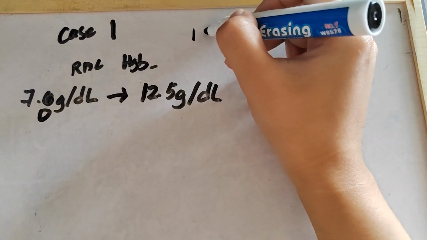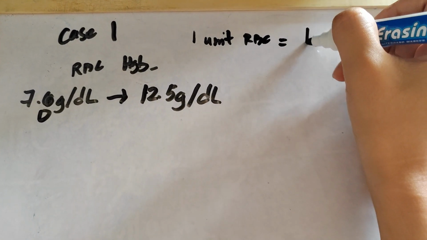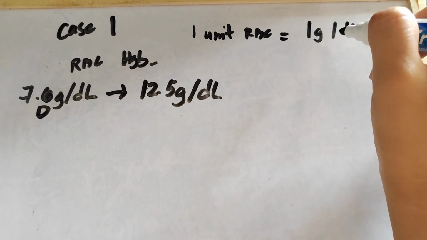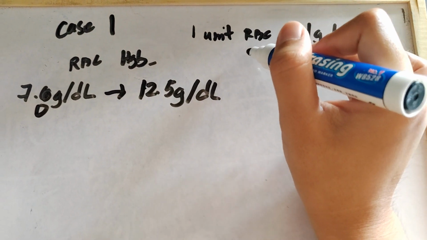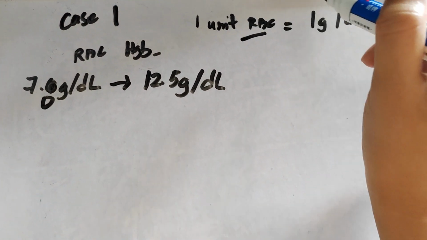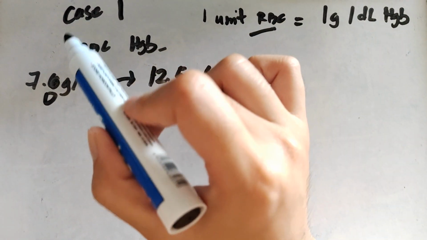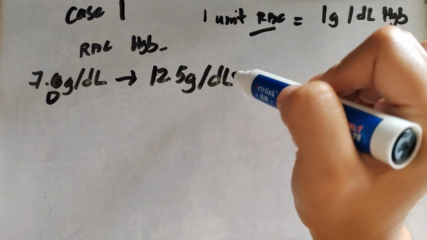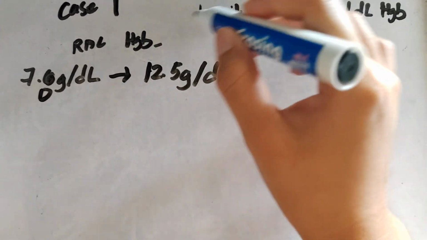That's where RBC comes in. 1 unit of RBC is equal to 1 gram per dL of hemoglobin. This is constant. Remember that. RBC is either whole blood or packed red blood cells; it's the same. 1 unit equals 1 gram per dL of hemoglobin. Our given is 7.8 and we want it to become 12.5. How many units are required to achieve this?